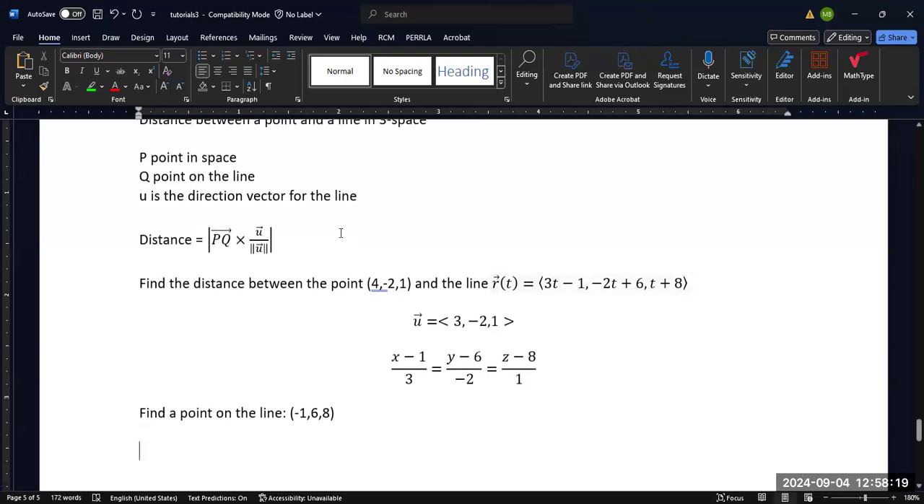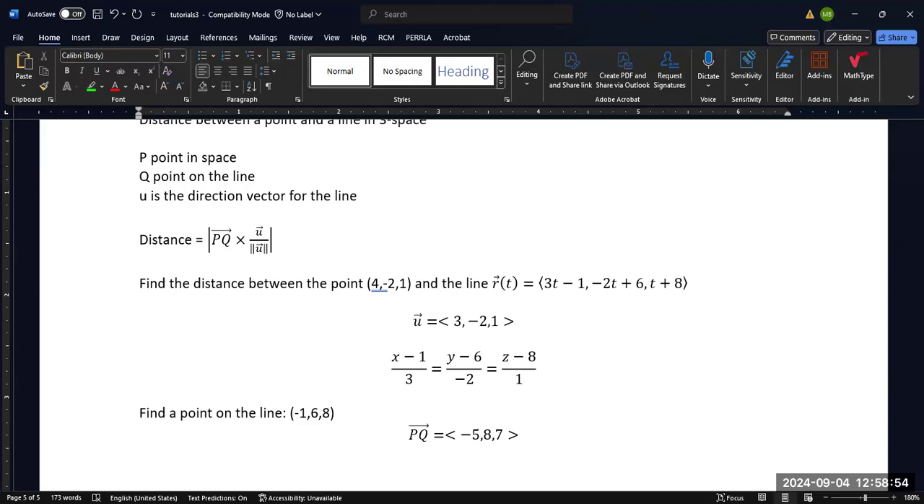And so then I need to find PQ. Now PQ, remember, is going to be Q minus P in that form. So -1 minus 4 is going to give me -5. 6 minus a -2 is going to give me 8. And then 8 minus 1 is going to give me 7. So that's my PQ vector.